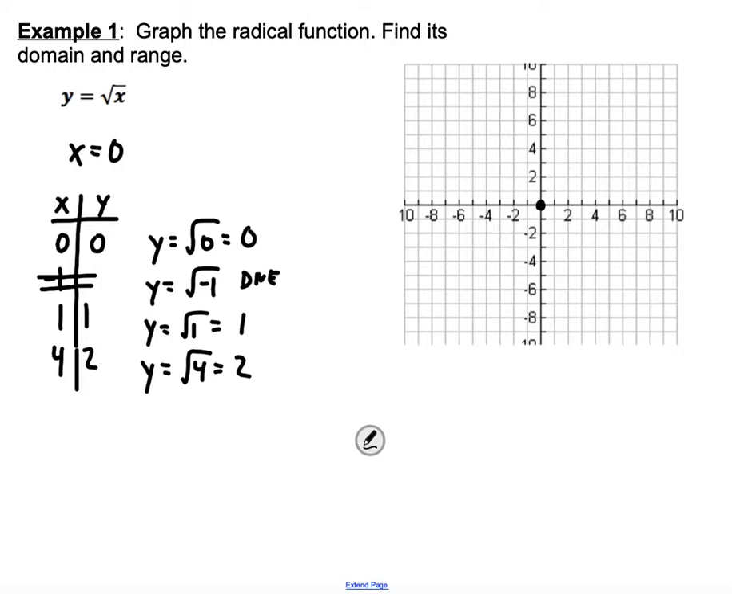So now I'm going to plot these other two ordered pairs: 1, 1, and then 4, 2. And then I'm going to connect them. That's the last step, step 7. Connect them in a nice smooth curve.